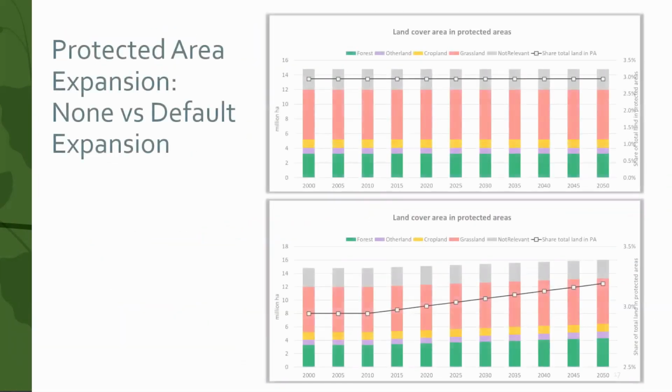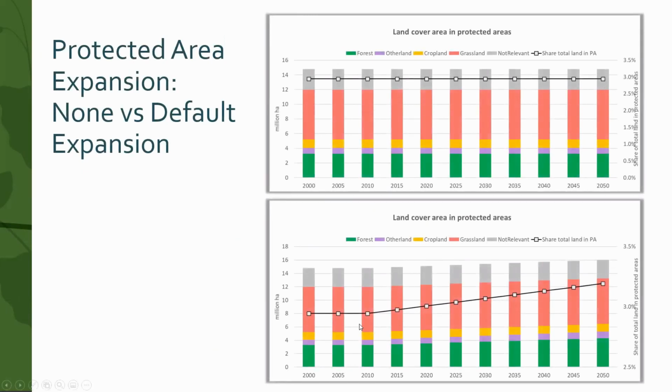Lastly, let us review what happens when we assume a scenario of protected area expansion versus one with no expansion. One of the main changes we see is in the Biodiversity Worksheet, in the graph Land Cover in Protected Areas. What other changes would you expect in other results?